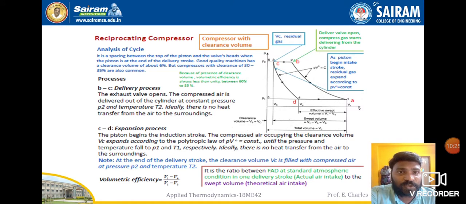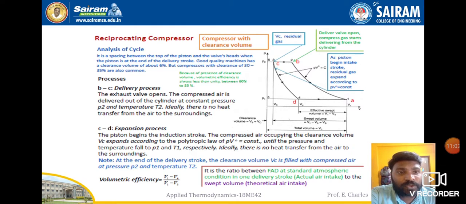So in the B to C process, the pressure and temperature will be up to P2 pressure and T2 temperature. But when it comes to the expansion process, the pressure and temperature will fall to P1 and T1 of the previous one. Why? Because the P1 pressure and temperature are equivalent to the atmospheric pressure and temperature. Atmospheric pressure we already know is 1 bar, and temperature is around 28 to 30 or 32. So obviously there is no heat transfer from the air to the surroundings.